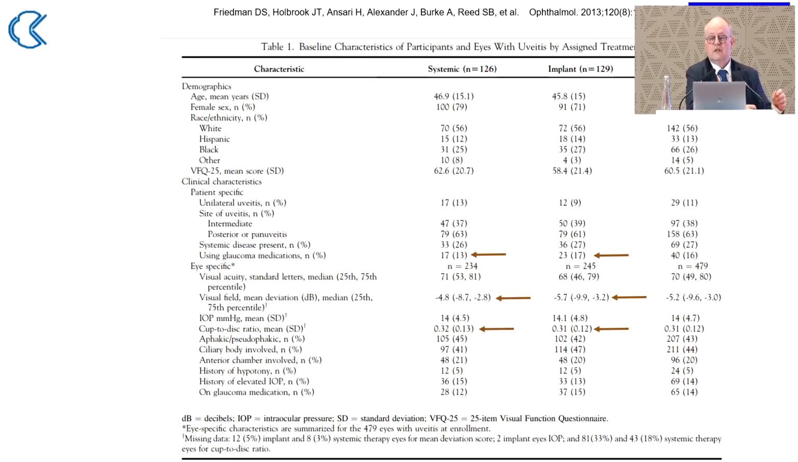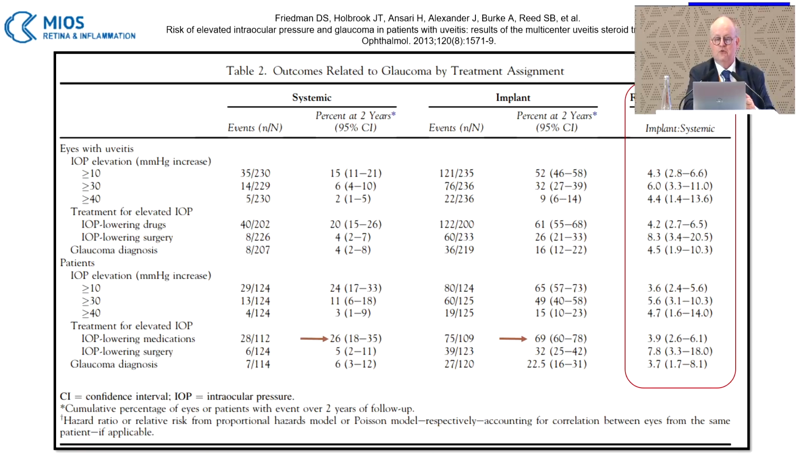And these are the results of a study in which patients were followed with either systemic therapy or the implant, the MUST trial. You'll notice that a number of these patients were already on glaucoma medication drops at the very beginning of the study, 13% in the systemic group and 17% in the implant group. They had good cup to disc ratios, and the visual field mean defect was 4.8 to 5.7, a mean of 5.2.